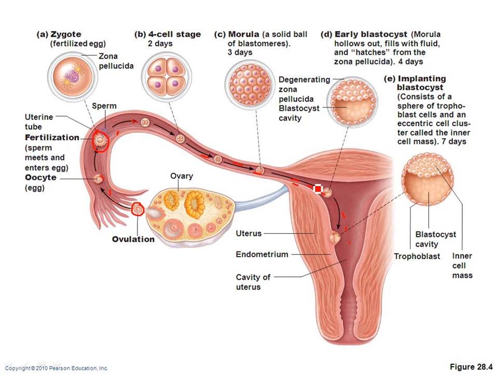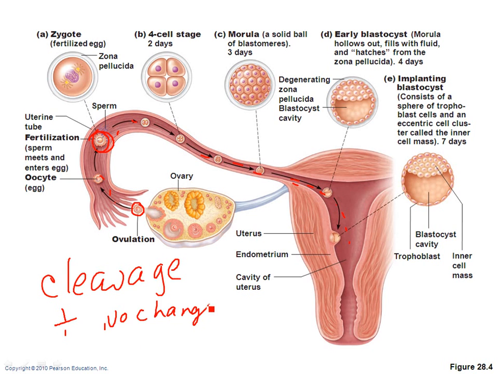Within the first 2 days, you get what's called cleavage. Once this zygote is formed, you get what's called cleavage. Let me write that down, cleavage. And cleavage basically means you're getting division, but size isn't changing. So you're seeing division happen, like that little division sign, but no change in size. What do I mean by that? All right, let's look at that.